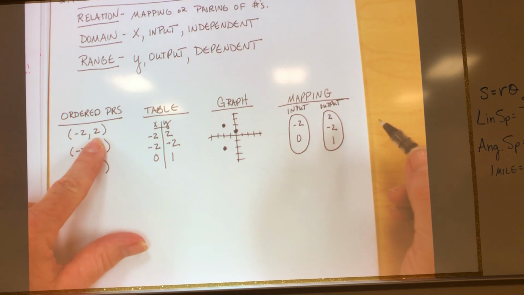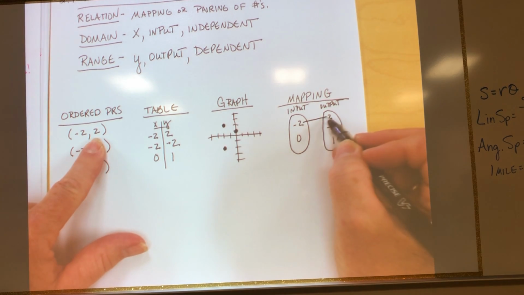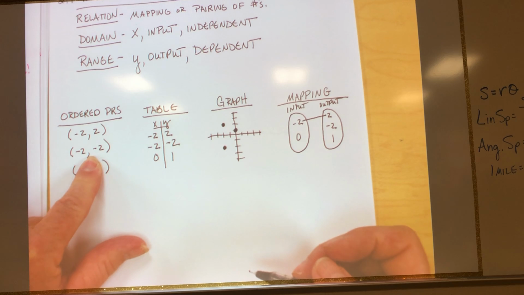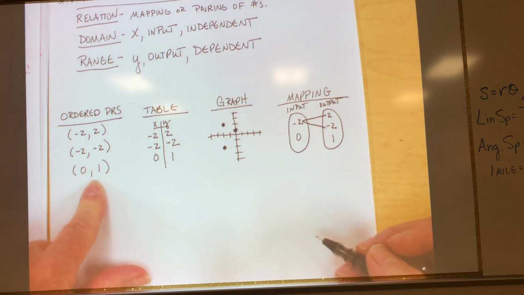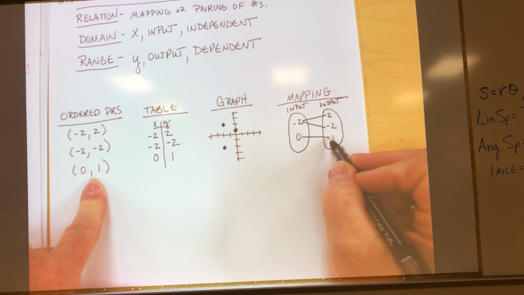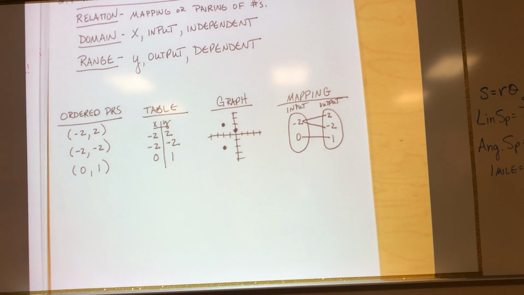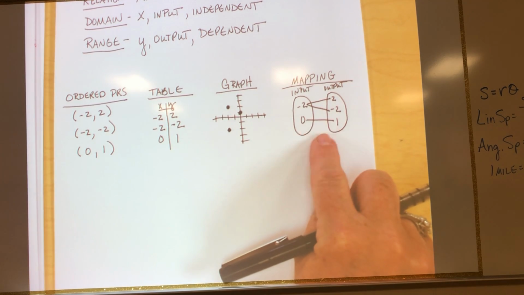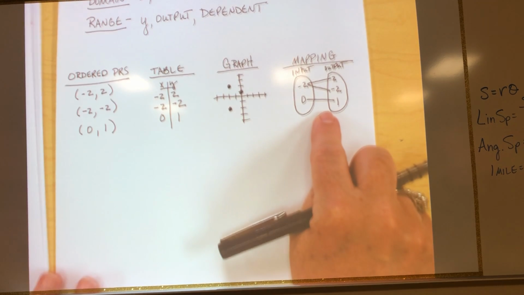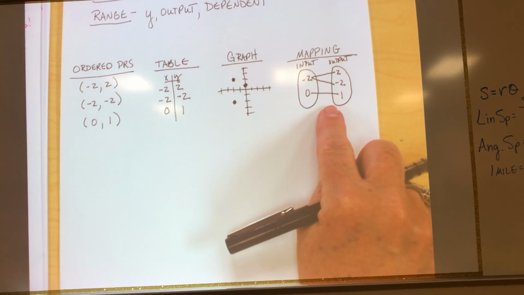-2 is mapped to 2. -2 is mapped to -2. And 0 is mapped to 1. That's a mapping. Okay? Yeah, this is the one, we're not going to have time today, but we are going to talk a lot more about this one because this is the one that will mess kids up. I can get you with this one, and it's not going to be hard for me to do that.